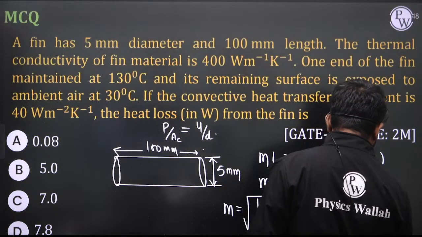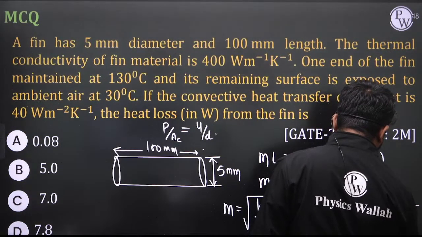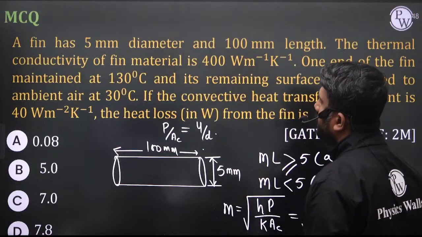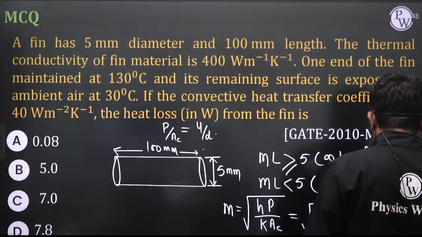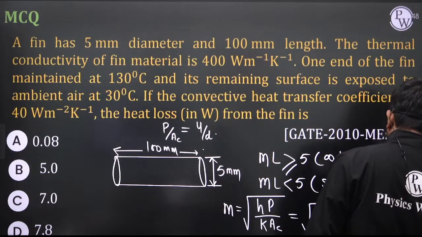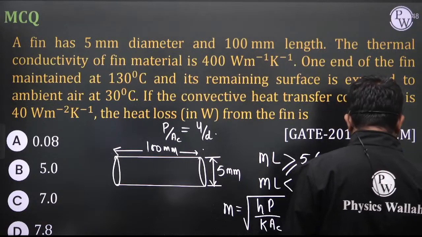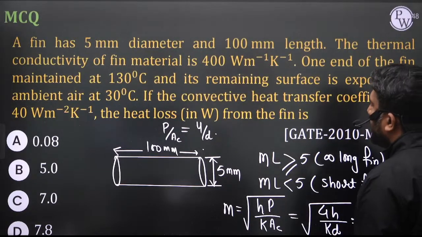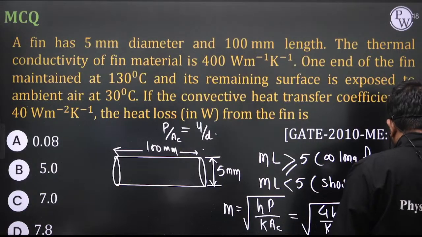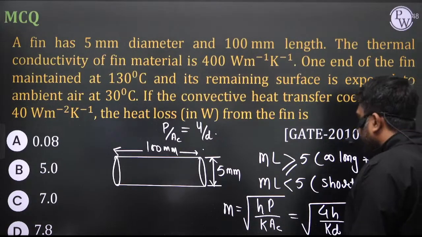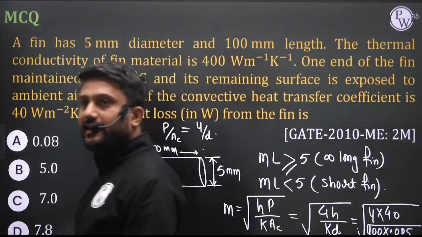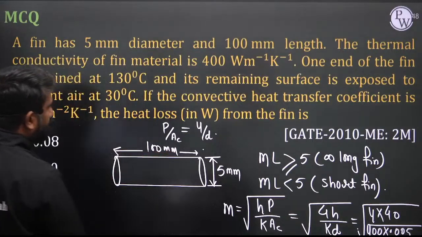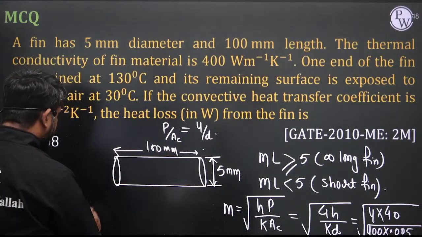Right, so this is root over 4 multiplied by that h. The h value is 40 watt per meter square Kelvin. The k value is 400, into the D value, which is 0.005. So this is the m value. And what is the length? The length is mentioned as 0.1 meter. So tell me what is m into L.